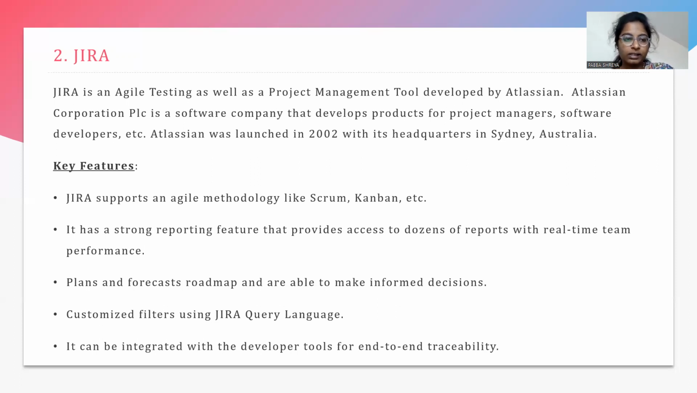Coming to the key features, Jira supports agile methodologies like Scrum, Kanban, etc. It has a strong reporting feature that provides access to dozens of reports with real-time team performance, and plans and forecast roadmaps to help make informed decisions. Next, customized filters using Jira query language. It can be integrated with developer tools for end-to-end traceability.